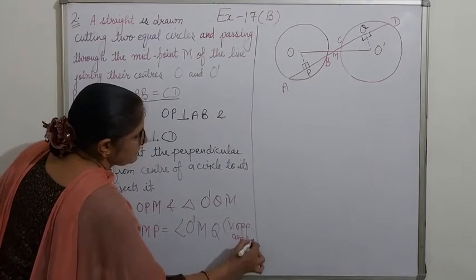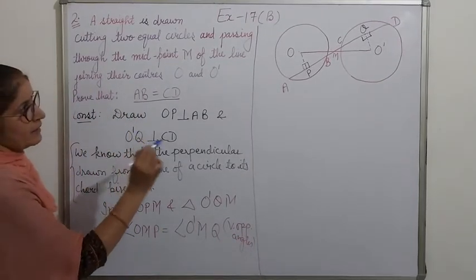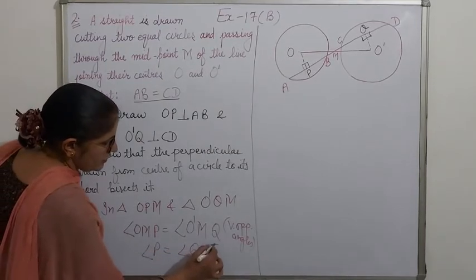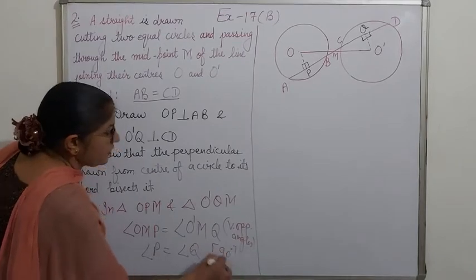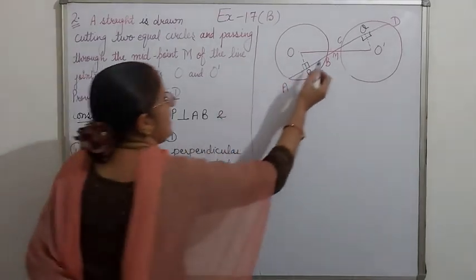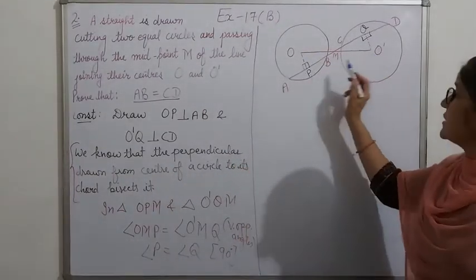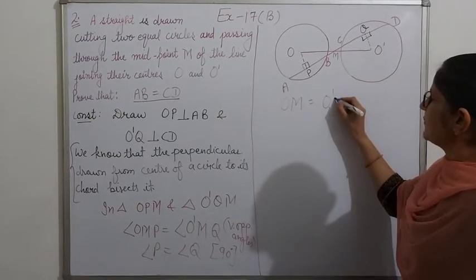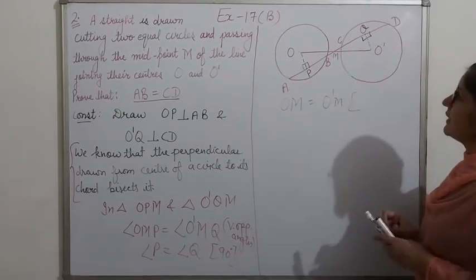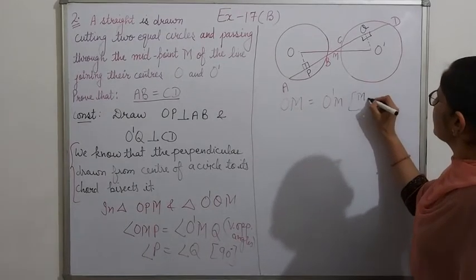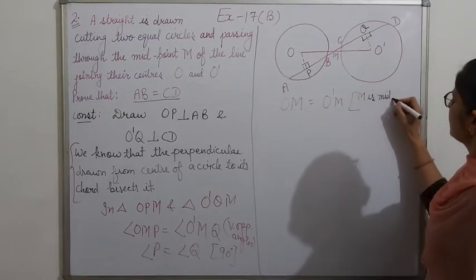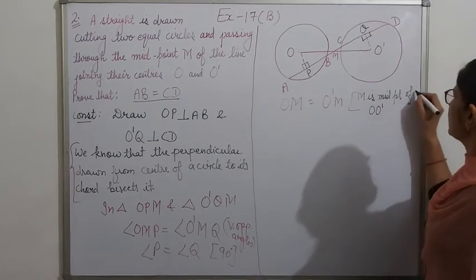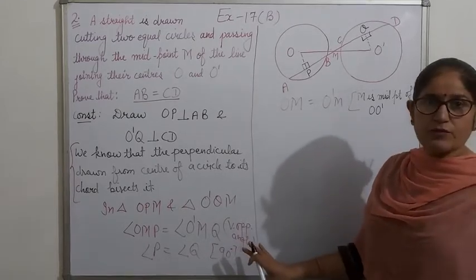The second thing, angle P is equal to angle Q, 90 degrees. The third part, M is the midpoint of O O dash, that's why OM is equal to O dash M. You have to give the reason here that M is the midpoint of O O dash.